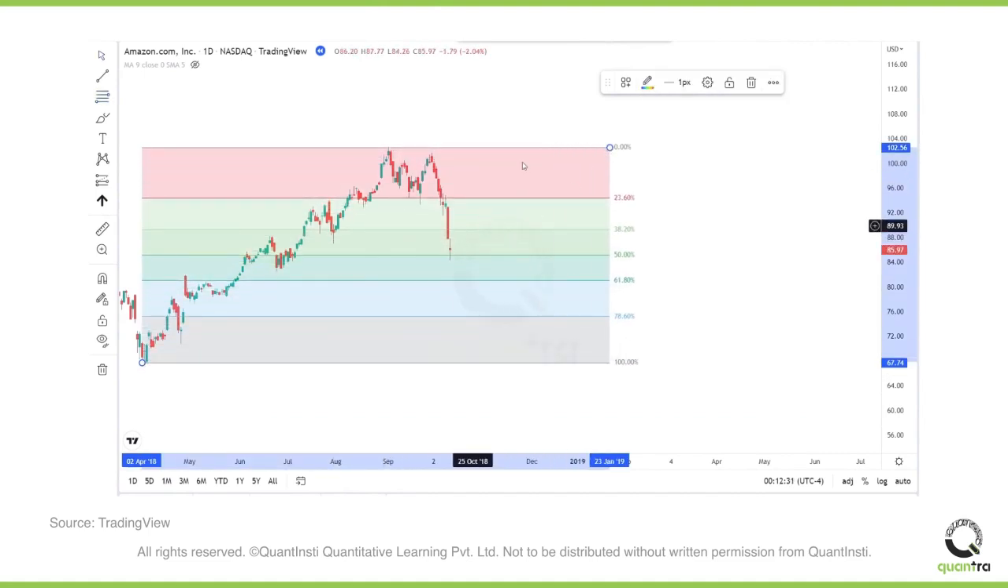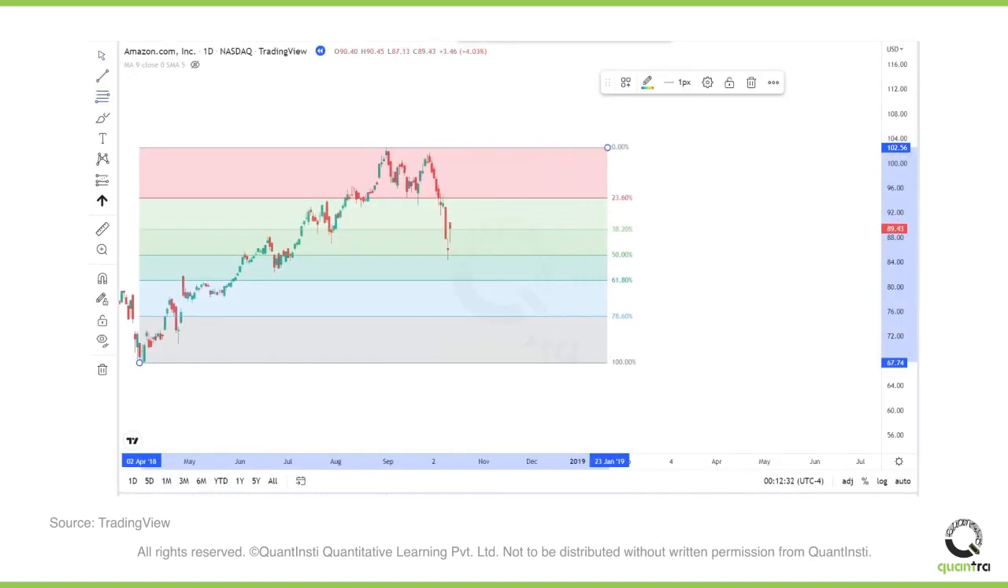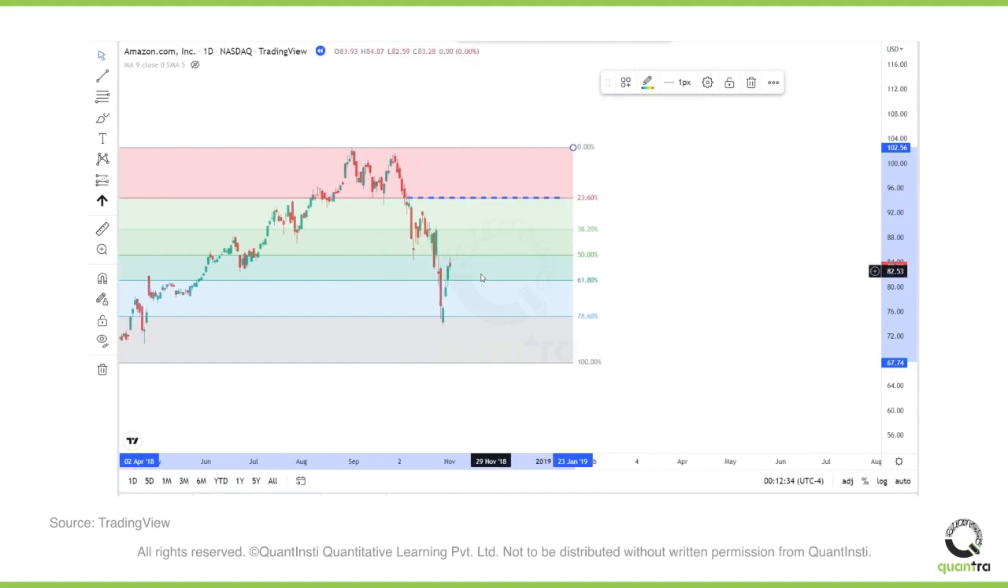Looks like we had a good retracement right here. And the prices too seem to have entered our buying zone. So we can go ahead with a buy position. But moving on, we can see that this time, the prices could not even cross the 23.6% level. Instead, the prices reversed downwards, and we would have exited with a minor loss.